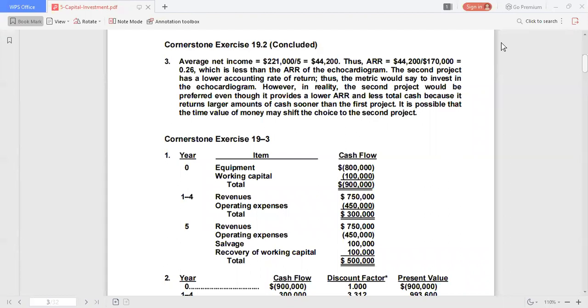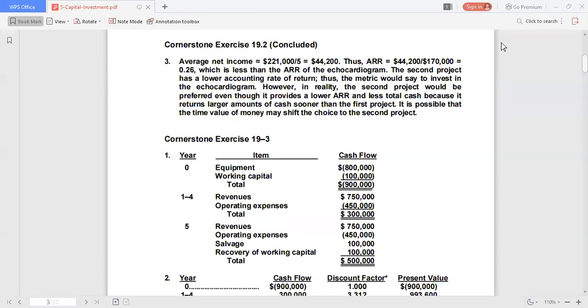Expected annual revenues, projected product life cycle, equipment with salvage value of 100,000 after 5 years, expected increase in working capital, recoverable at the end of 5 years, annual cash operating expense of 450,000, and the required rate of return of 8%. So let's now compute the annual cash flow for the new product.